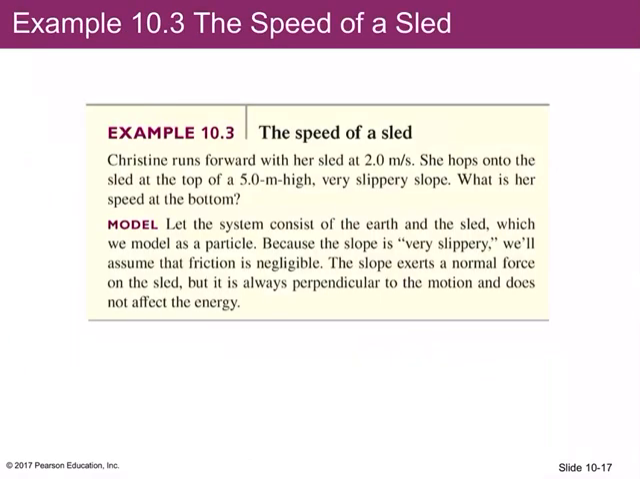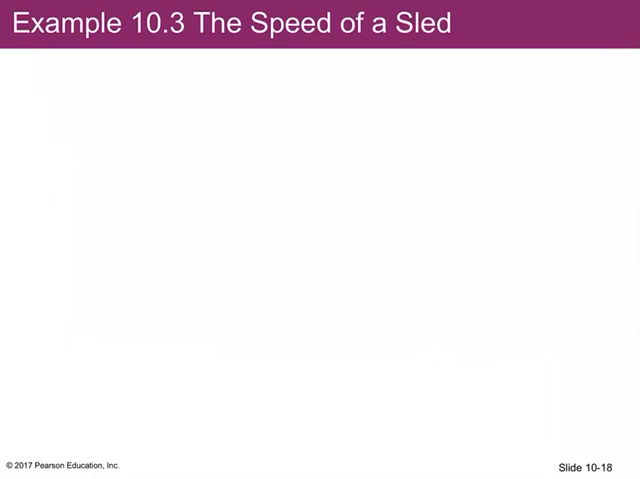Now let's do another example. This is saying the speed of a sled. So Christine runs forward with her sled at 2 meters per second. She hops onto the sled at the top of a 5 meter high, very slippery slope. What is her speed at the bottom? All right, so I'm going to write this stuff down over here.